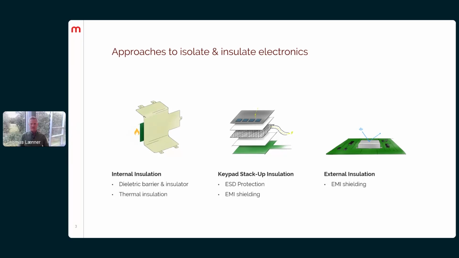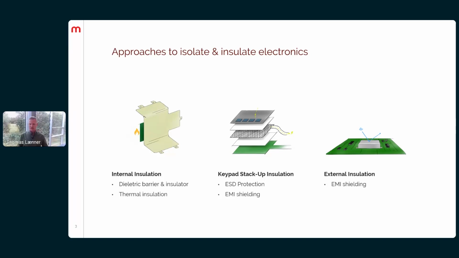The second one is a keypad stack-up insulation or insulation within a keypad, where it's primarily used for ESD protection, where the user interacts with a keypad, and this is to avoid short circuits. It can also be used for EMI shielding purposes in the keypad if it contains a display. This can be to prevent image distortion, signal loss, or black screen, which is crucial for medical, military, and automotive applications.